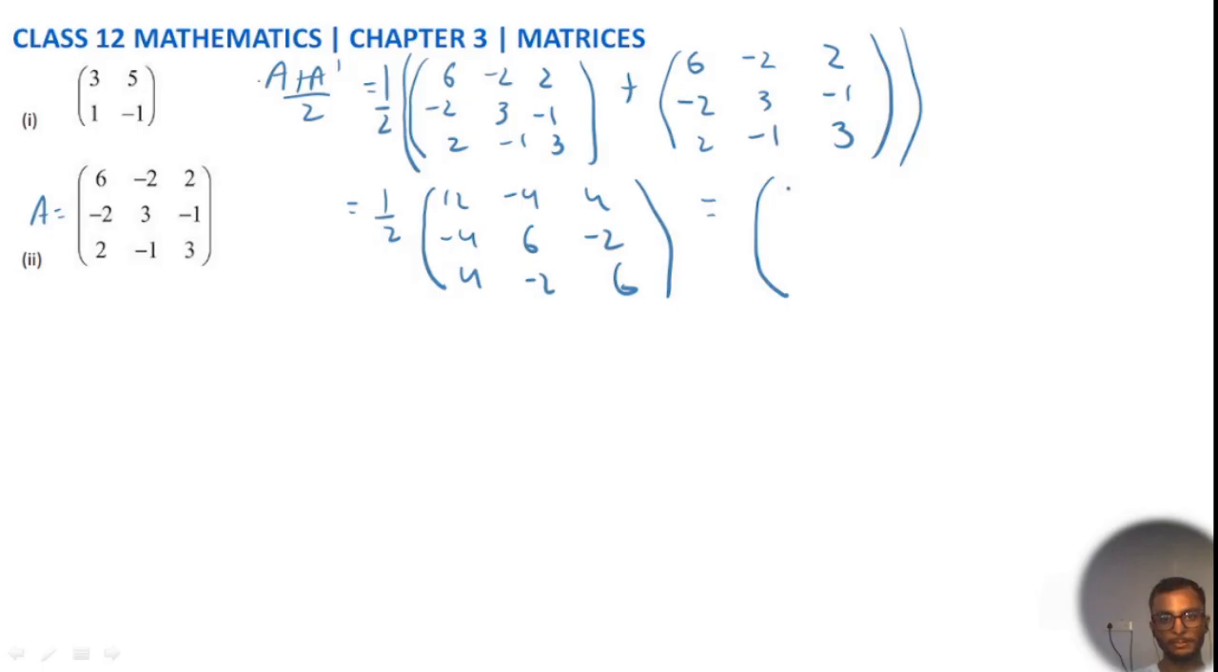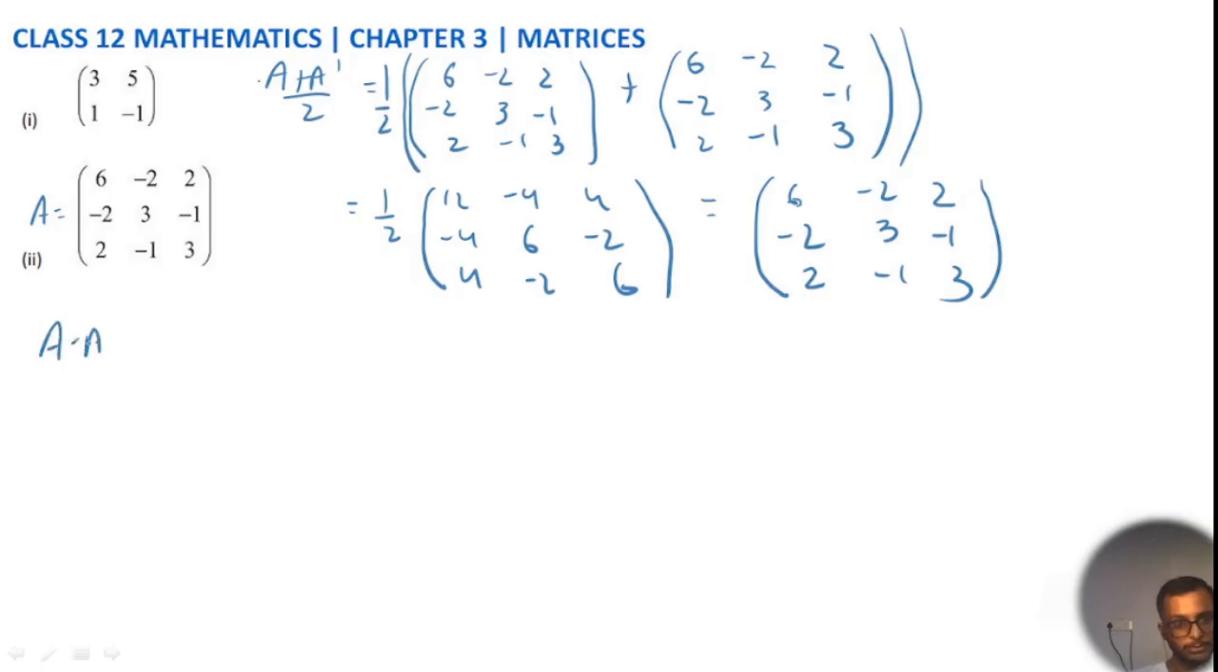So this matrix will be 12 by 2: 6, -2, 2, -2, 3, -1, 2, -1, 3, because it is scalar multiplied by the matrix, so it will be multiplied with every element. Hope I am not making any mistake. Let's verify it again. 12 divided by 2: 6, -2, 2, -2, 3, -1, 2, -1, 3. Yeah, so this is correct.